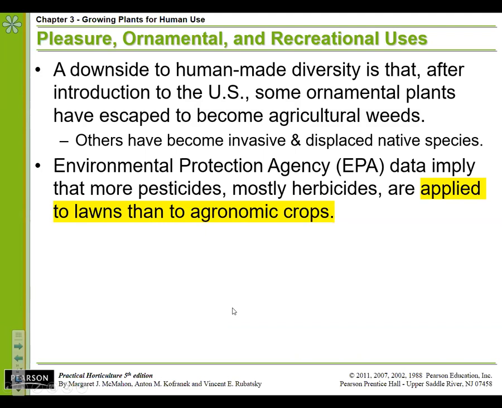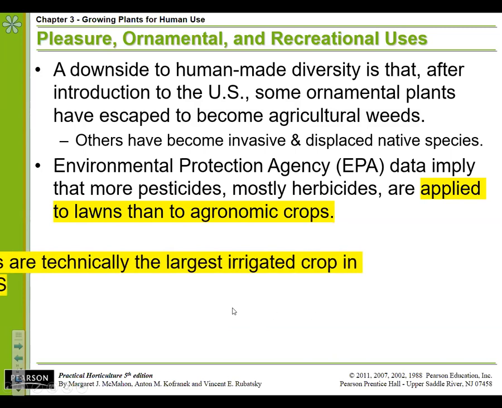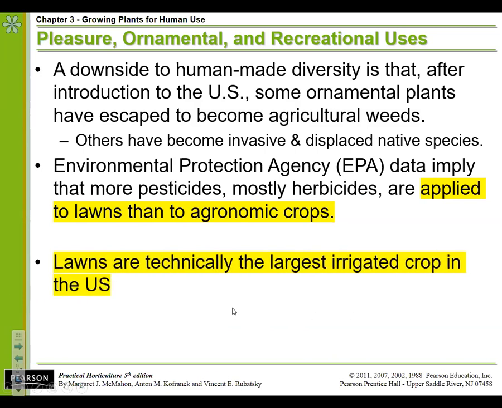Also, the EPA states that we're using more pesticides and herbicides applied to these ornamentals, especially when we look at things like lawns. Lawns technically are actually the largest irrigated crop in the U.S. We have over 50 million acres of turf grass that is irrigated in the United States. Isn't that kind of crazy to think about? It's not an agronomic crop, but it's still very important.